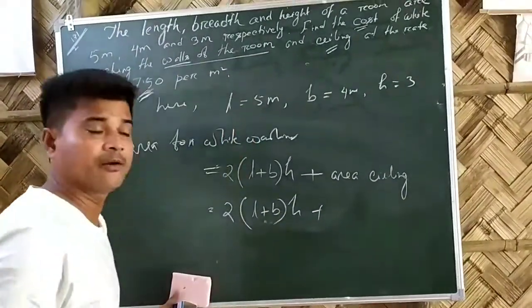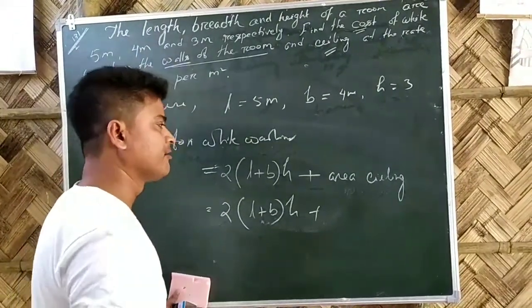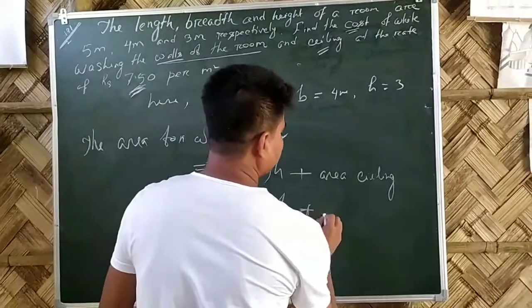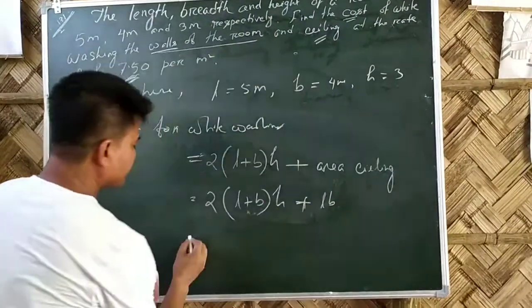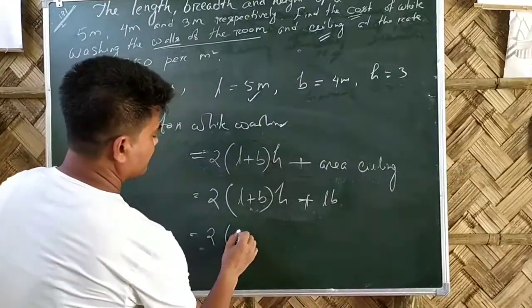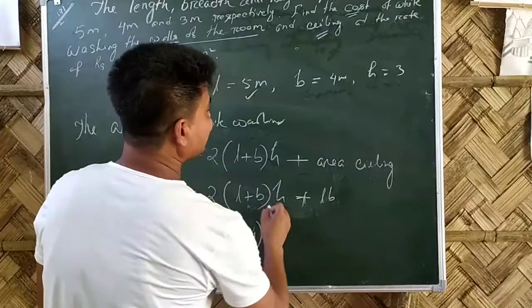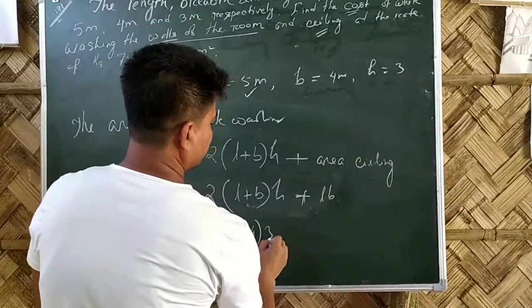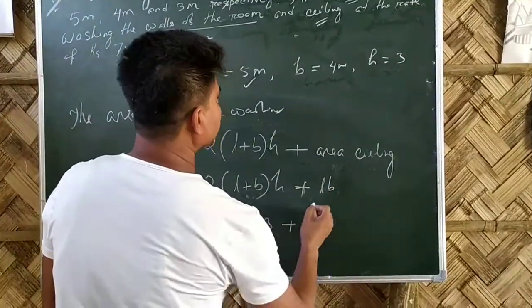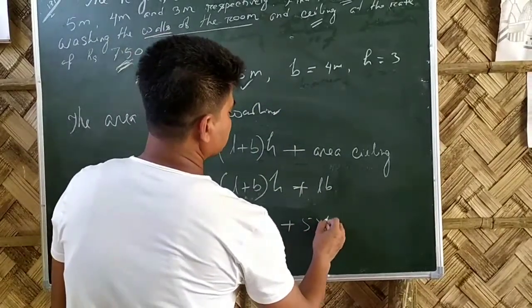The area of the ceiling will be the same as the area of the floor, that means L into B. Now put the values: 2L, L means 5, plus B, that means 4, into H, and H means 3, plus L into B, where L means 5 and B means 4.